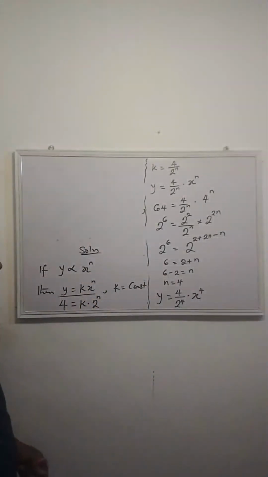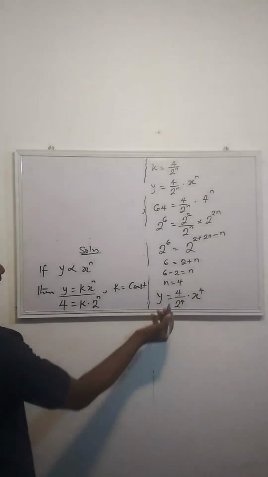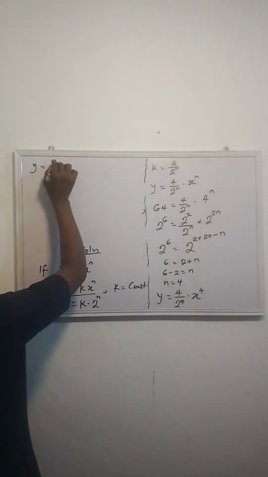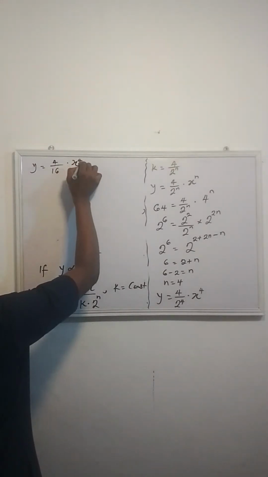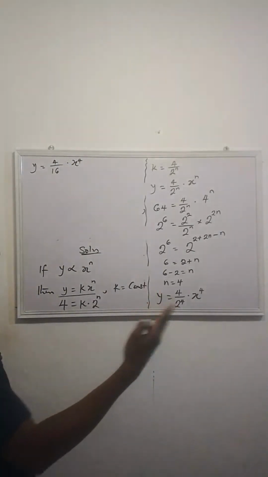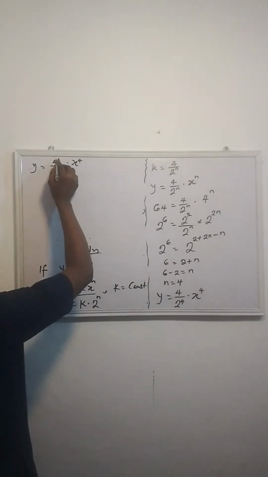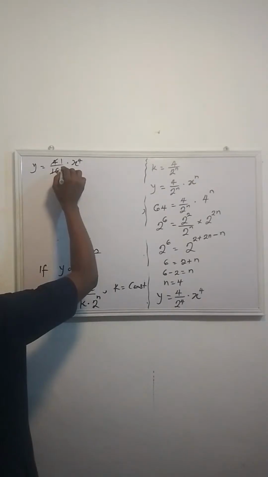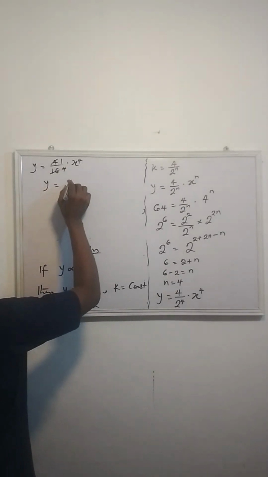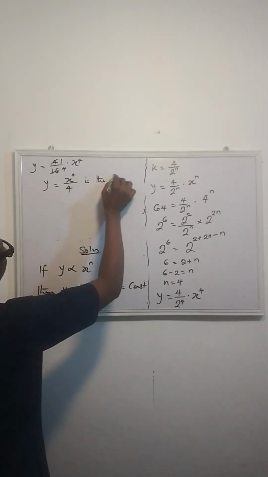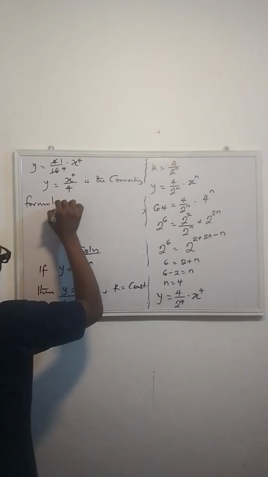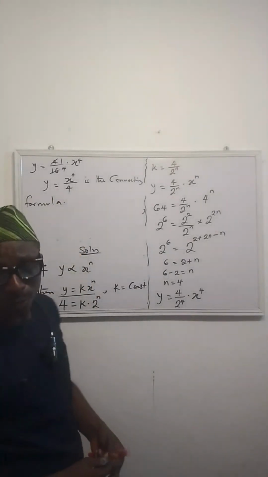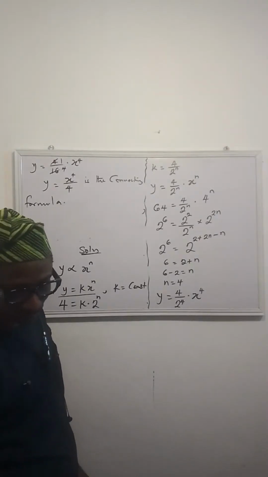All right, so now let's try and tidy this up. This is the same thing as y equals 4 over 16 times x raised to the power of 4, because 2 times 2 times 2 times 2 is 16. So let's reduce. Now 4 goes here, 1, 4 goes here, 4. So we have y equals x raised to the power of 4 over 4 as the connecting formula. Okay, so I hope you all understand that. So that's how to solve the problem.